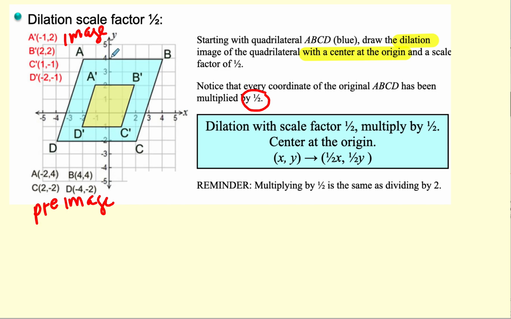The original was 1, 2, 3, 4, 5, 6. Now this is 1, 2, 3. Notice again the angles did not change. This angle measure looks like it still stays the same. So it's the sides that are changing, but the angles are not.